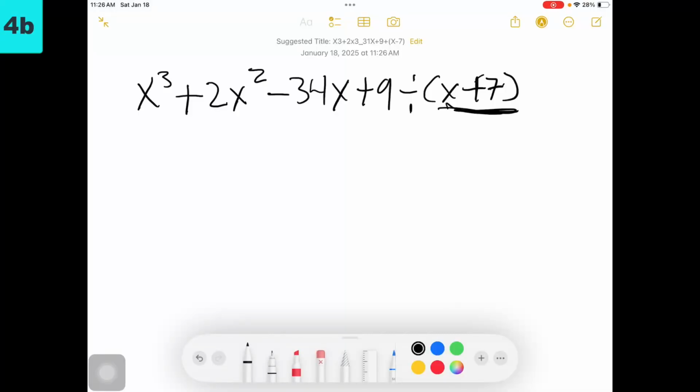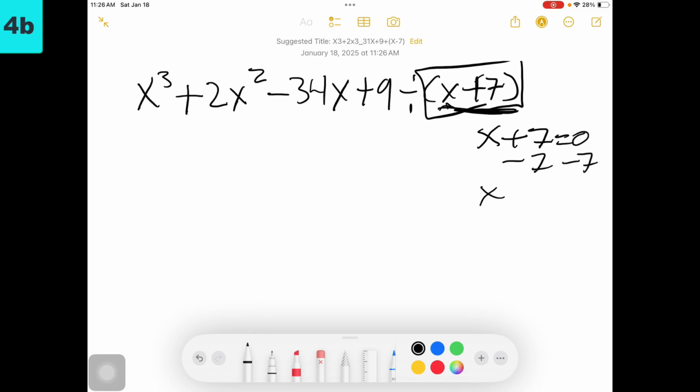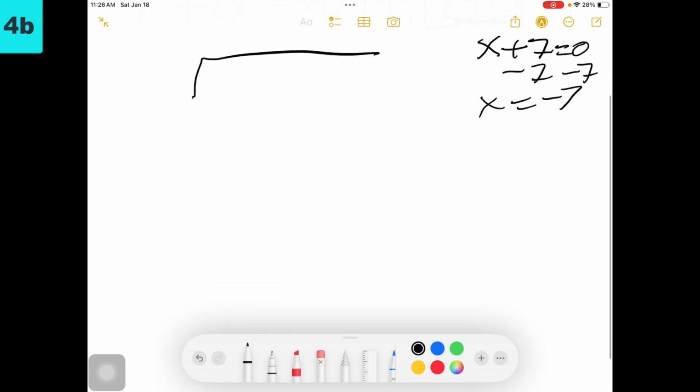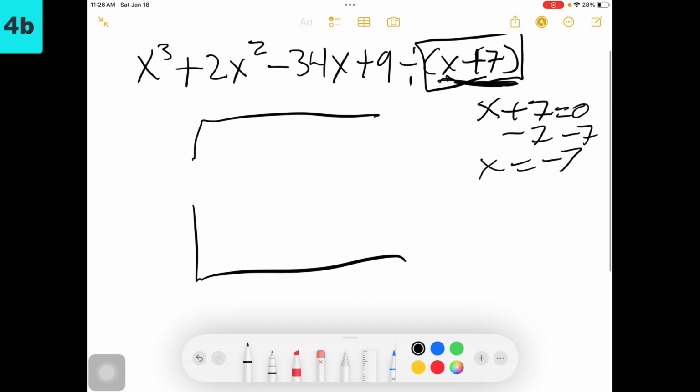To do synthetic division, there's roughly 7 steps. And the first step to do is to set this equal to 0. So x plus 7 equals 0. And of course, you just minus 7 from both sides. So x equals negative 7. And then the next step is to set up the whole thing. So instead of a division symbol like this, it's more like this. So this is our division symbol. And this is what we'll be doing everything on.